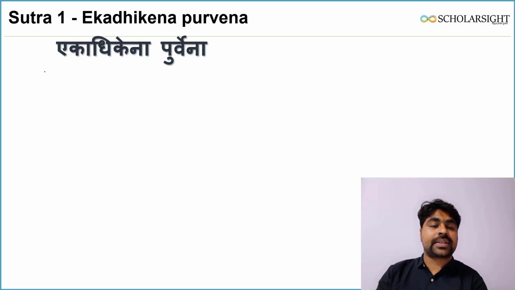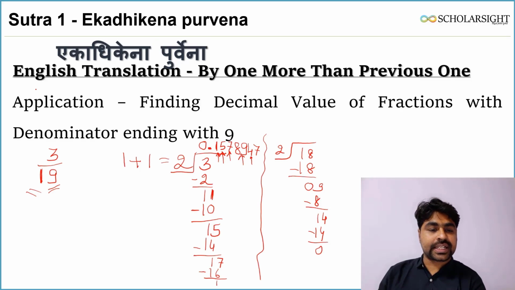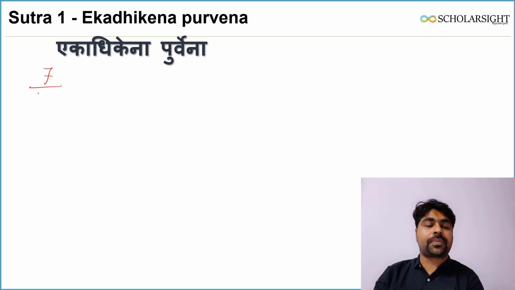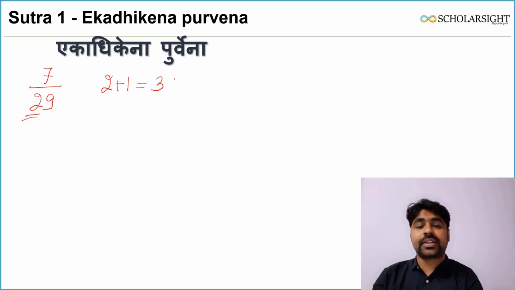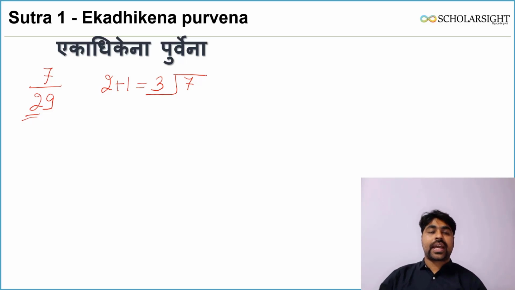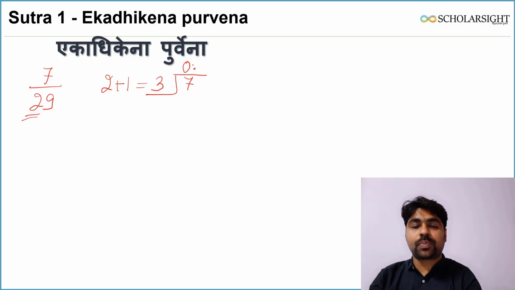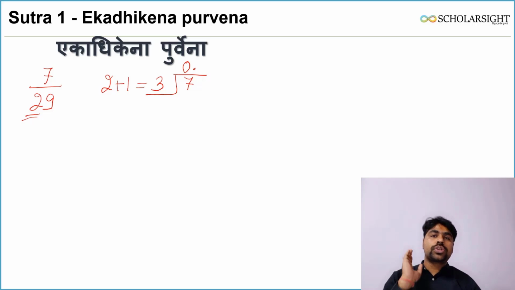If it is something like 7 upon, I've just taken 19, right? So let me take 7 upon 29. Okay, so what would that be? The previous one here is 2, plus 1 by 1 more than the previous one, that means 3 here, and 3 is supposed to get divided by 7, right? As I already told you, 0 point is something which is supposed to come, okay? After that, what will come?